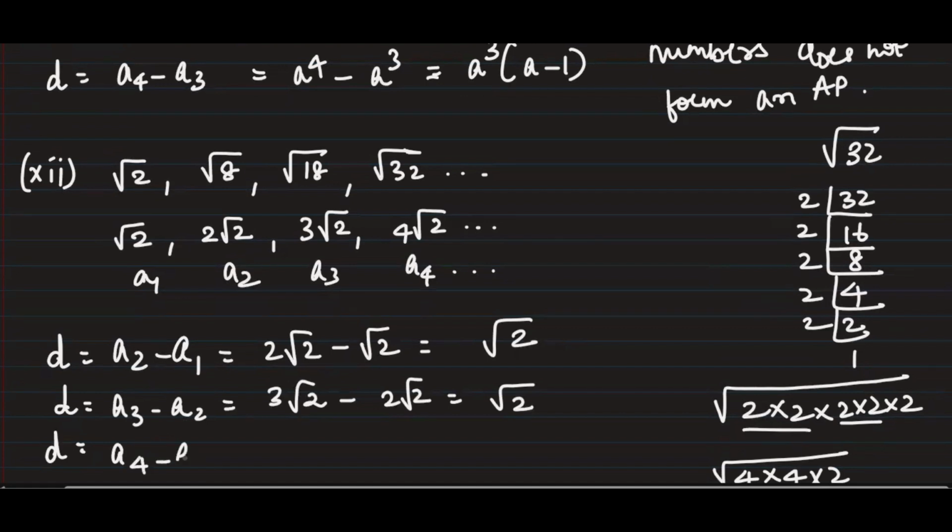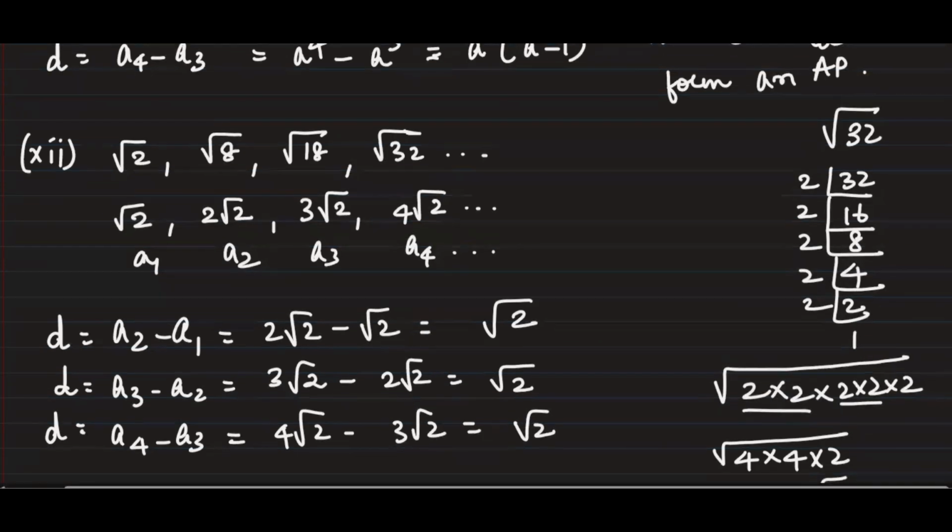So A4 minus A3. Here A4 is 4 root 2 minus 3 root 2, so 4 root 2 minus 3 root 2 is again root 2. Since the D value is the same, this list of numbers forms an AP. Now we'll find what the next 3 terms are.